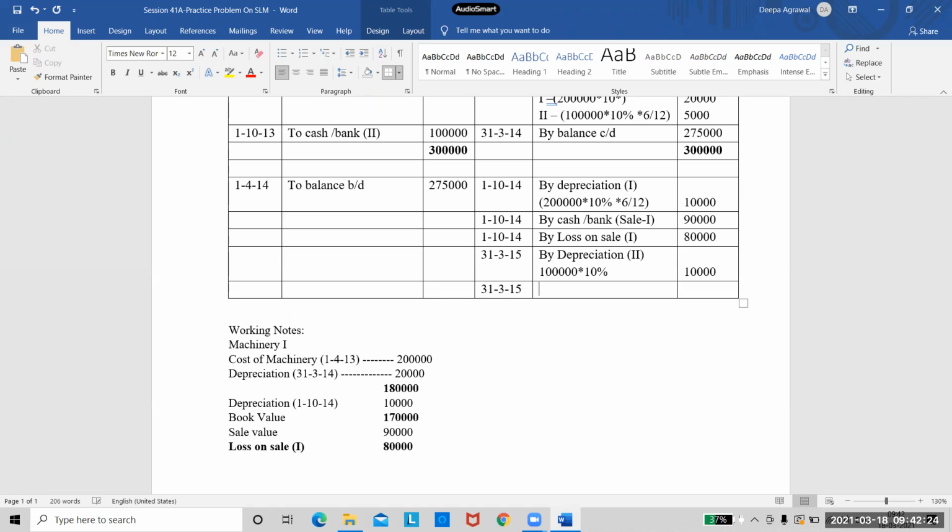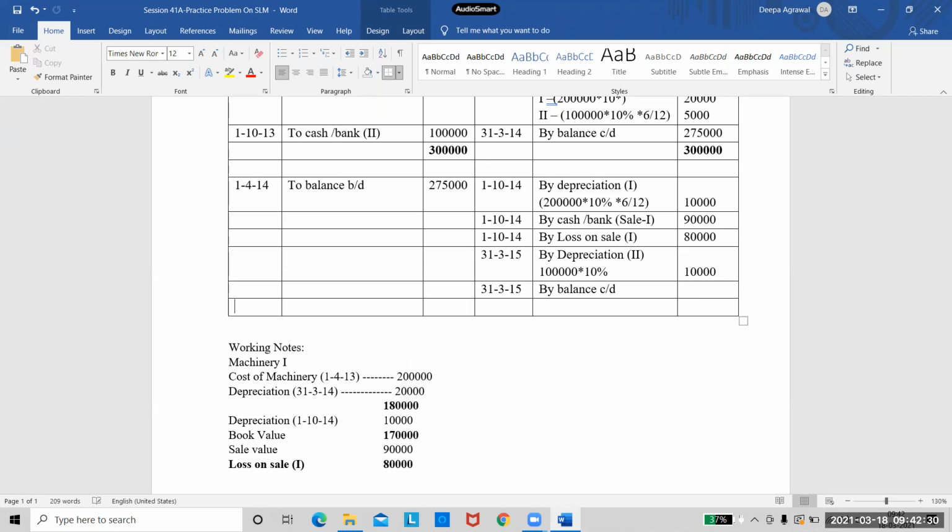So 31st March 2015, by balance carried down. So to put the balance, first let me put the totals. The total here is 2,75,000. The total here is again 2,75,000. So we need to calculate the balance. So from 2,75,000, deduct all these items on the credit side. Deduct 10,000. Deduct your 90,000. Deduct your 80,000. And again 10,000. So how much are you getting? You are getting a balance of 85,000.